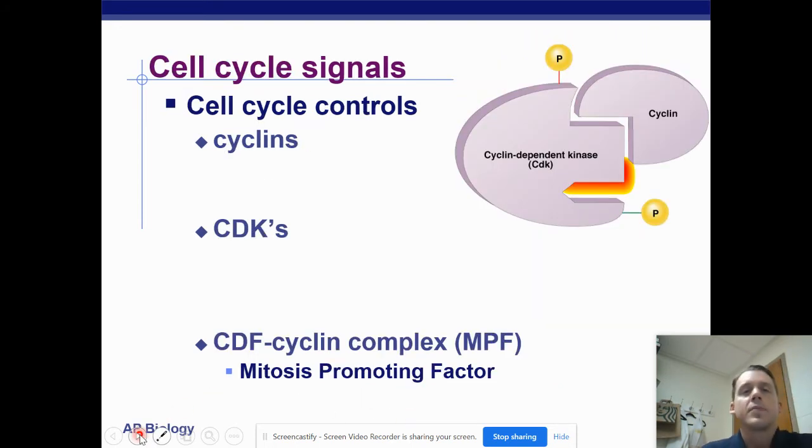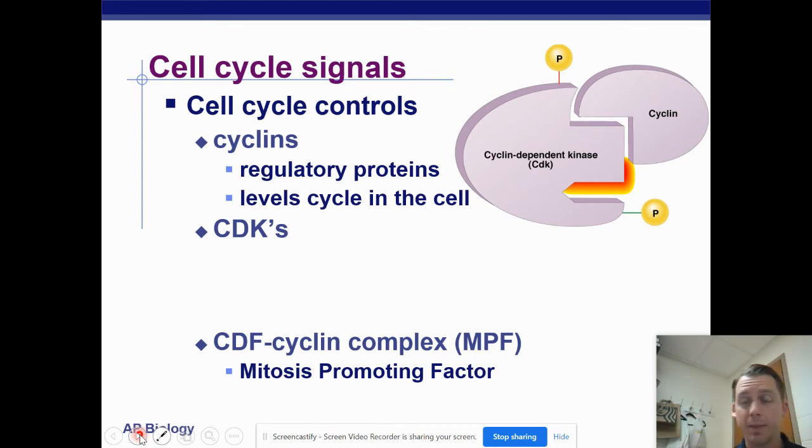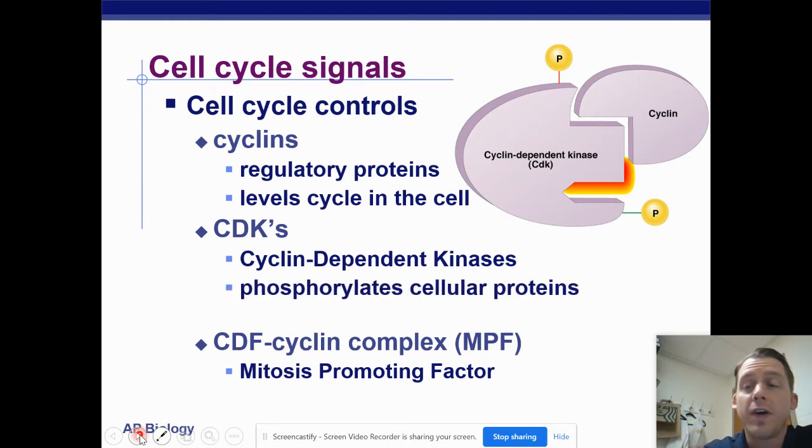Okay, so what are some of these signals that need to be received? There are chemicals called cyclins. A cyclin is a regulatory protein that has levels that go up and down depending on the phase. We have CDKs, that's a cyclin-dependent kinase. So this is a kinase, it phosphorylates something. And it is going to phosphorylate a cellular protein, so it's going to cause a signal transduction cascade. And it can activate or inactivate proteins.